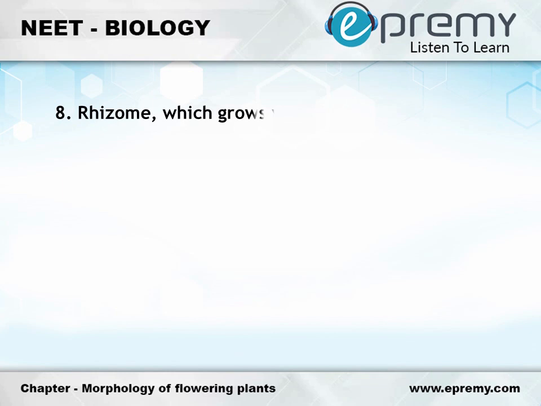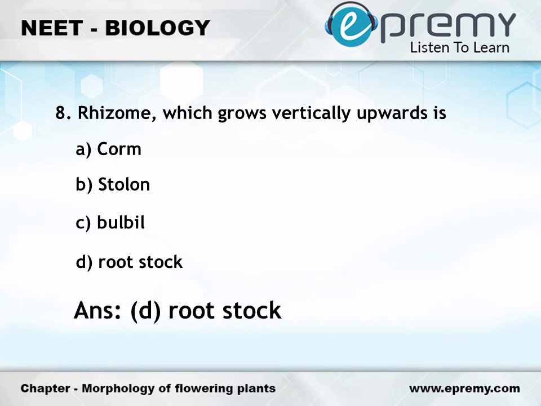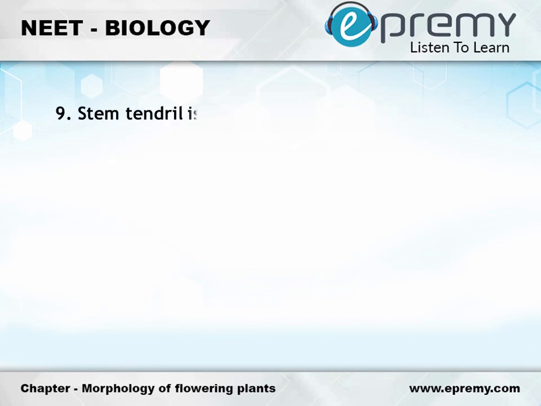Question number 8. Rhizome which grows vertically upwards is option A, corm, option B, stolon, option C, bulb, option D, rootstock. The answer is option D, rootstock.